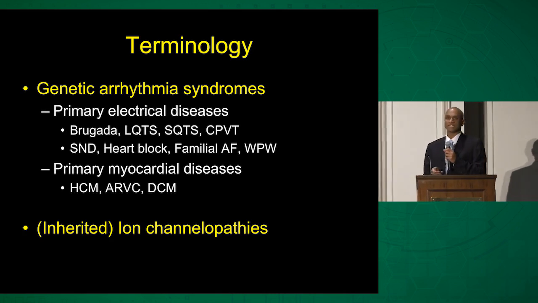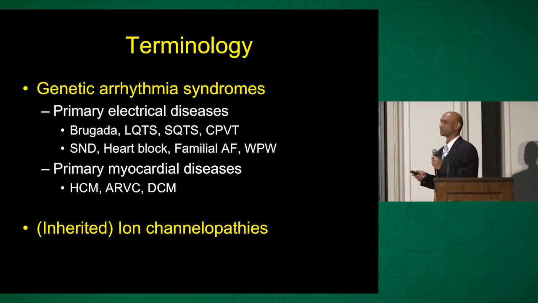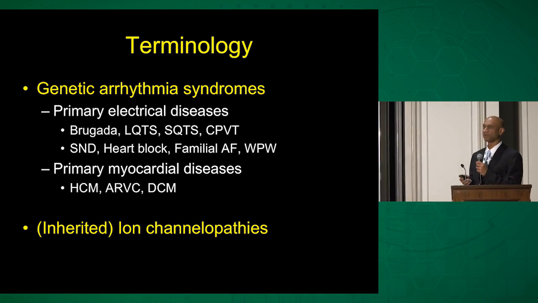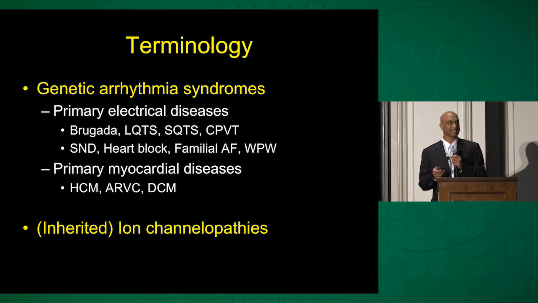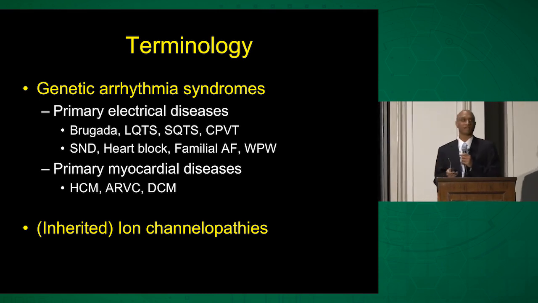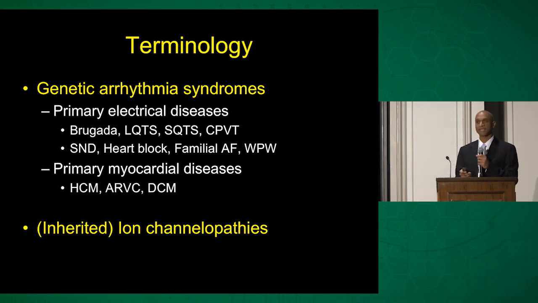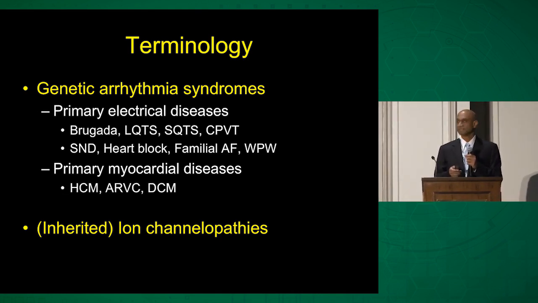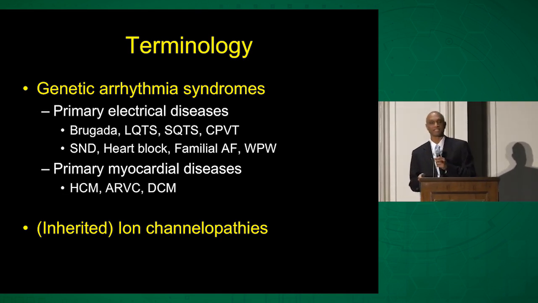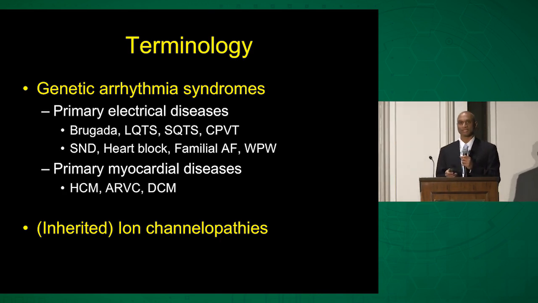First, some basic things about terminology. When we talk about genetic arrhythmia syndromes, we include those that cause primary electrical problems such as Brugada, long QT, short QT, and CPVT. In addition to these syndromes that cause polymorphic VT and sudden cardiac death, there are others that cause familial sinus node dysfunction, heart block, AFib, and WPW. In a different category are those that predominantly affect the myocardium, such as hypertrophic cardiomyopathy, ARVC, and some forms of dilated cardiomyopathy. But these, in addition, can have arrhythmias associated with them.